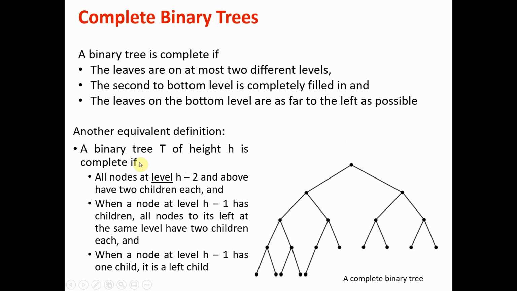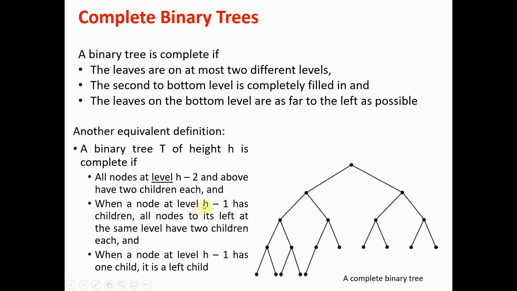So a binary tree of height h is complete if, first, all nodes at level h minus 2, here h is 4, so h minus 2 would be 2, so this is level 2. It's saying all these nodes and above have to have exactly 2 children each. You see, this is level 2, and all the nodes at level 2 have 2 children. These ones also have 2 children. This one also has 2 children. So this is satisfied.